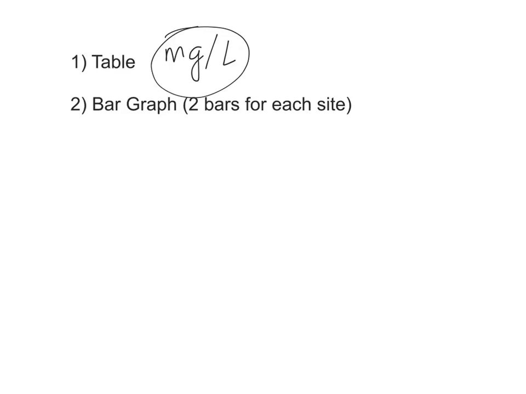The second thing you're going to do with your data is you're going to make a bar graph. And I would like you to make this digitally, so you want to use Numbers to do that. It's going to end up with 2 bars for each site, because one of the bars is going to be for your nitrate reading, and the other one is going to be for the dissolved oxygen reading.